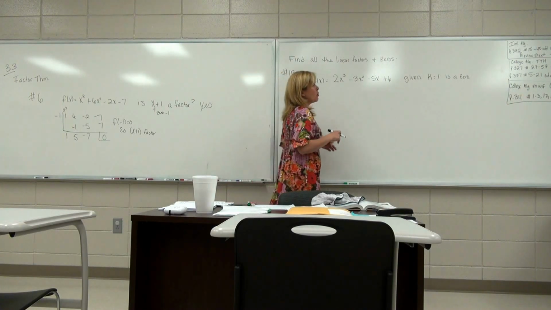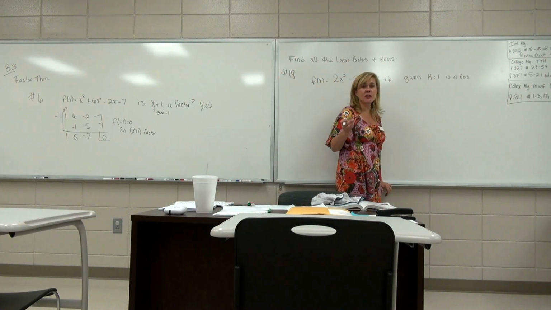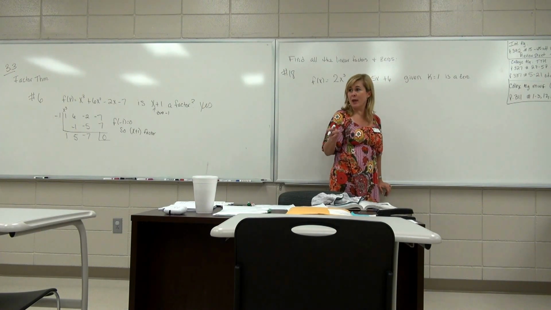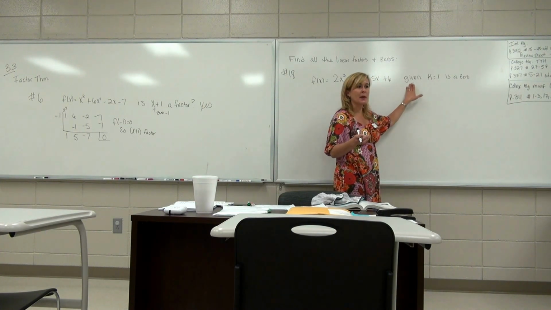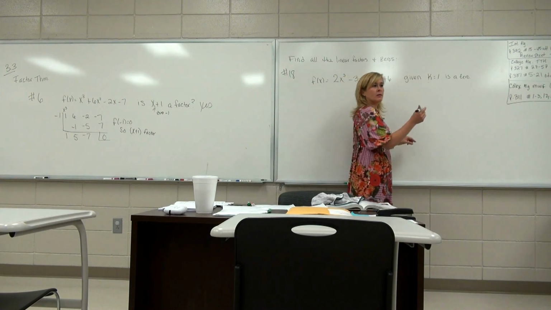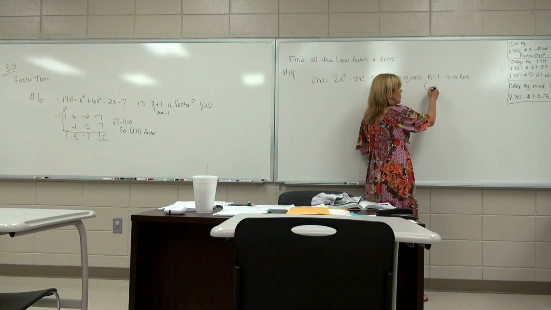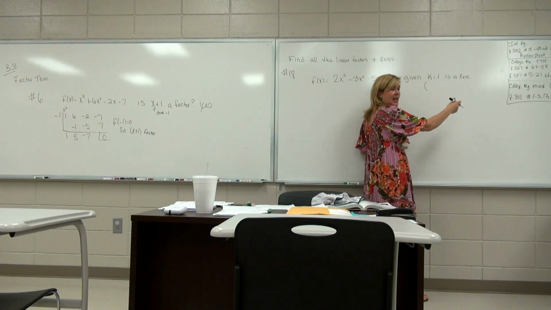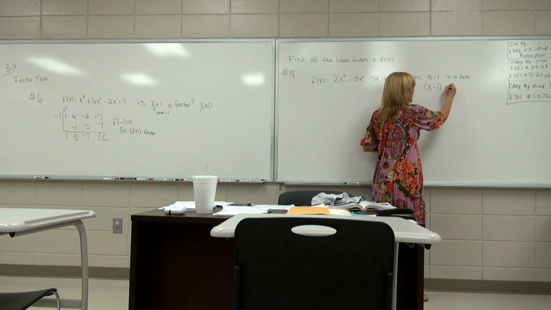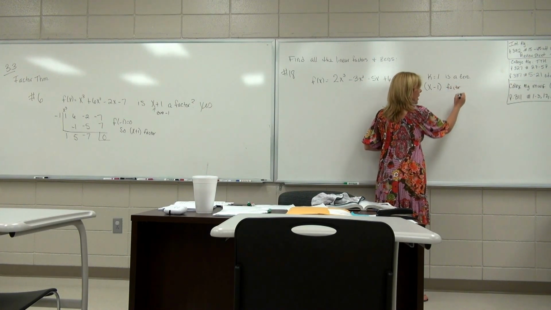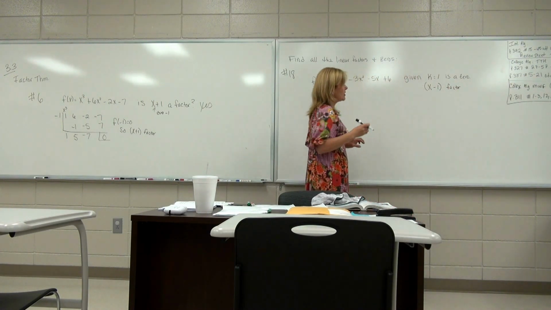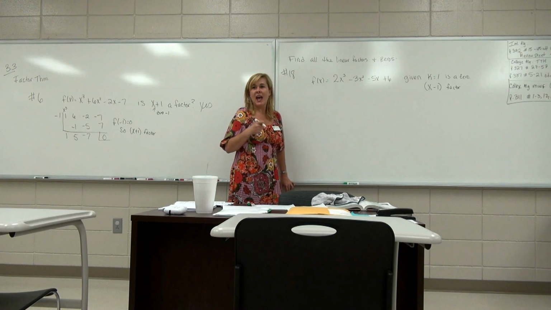Okay, well, if k equal 1 is a 0, and it's telling you it is a 0, so your remainder better be 0, what would the factor be? If k equal 1 is a 0, how would you write the factor? Remember, your factors are always x minus k, so it would be x minus 1 would be a factor, right? If k equal 1 is a 0, then x minus 1 has to be a factor.